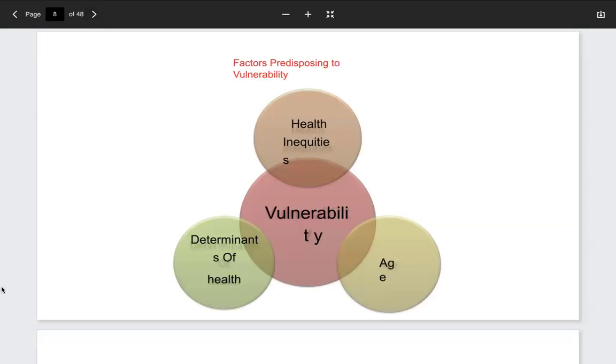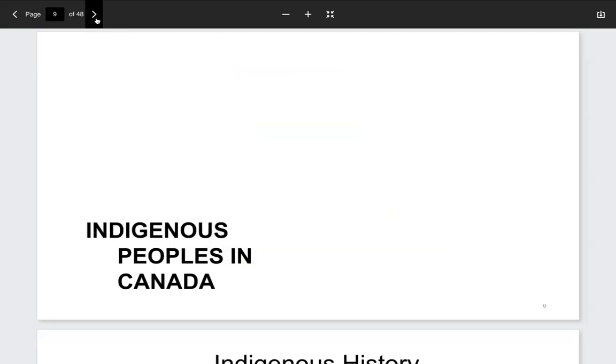So this image is kind of depicting the factors that predispose communities to vulnerabilities. So we have the determinants of health, we have health inequities, there's even age. So it's just like a visual representation of everything that we've spoken about so far. So next we'll talk specifically about Indigenous peoples in Canada.